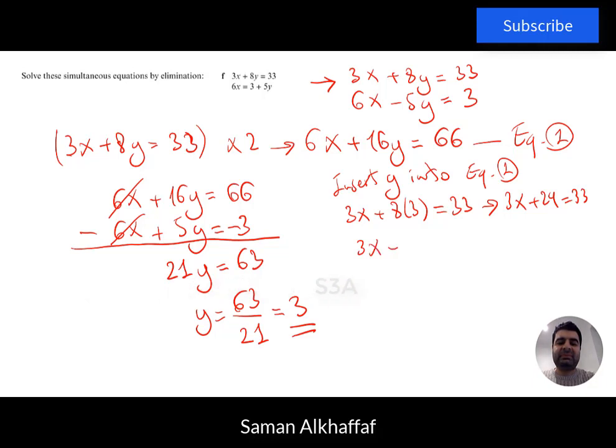Then we would have 3x equal. If you take away 24 from 33, that would give us 9. So in this scenario, 33 take away 24 should give us 9, and 9 over 3 should give us 3 as the final answer for the value of x.